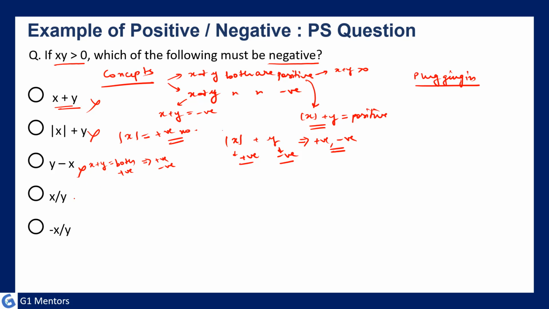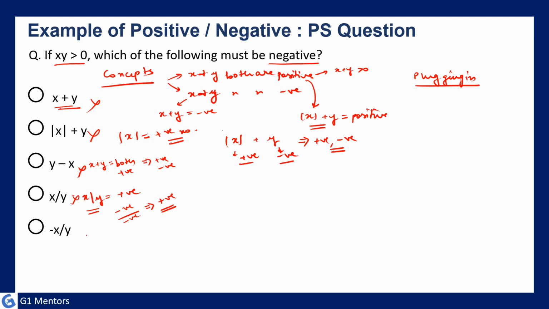Now let's see the fourth answer choice, x by y. If x and y both are positive, then x by y definitely will be a positive number. If x and y both are negative, then negative by negative is always resulting into a positive number because the negatives cancel. So this is also not the right answer choice.